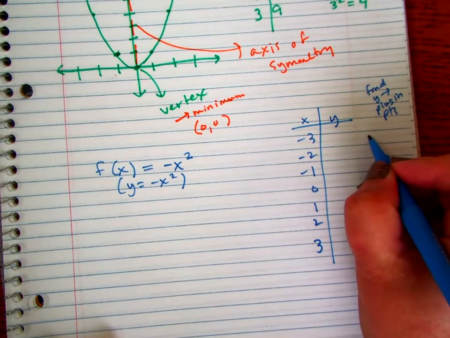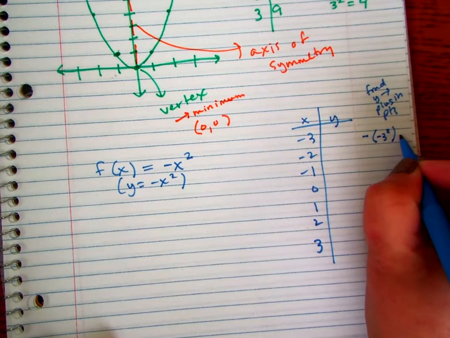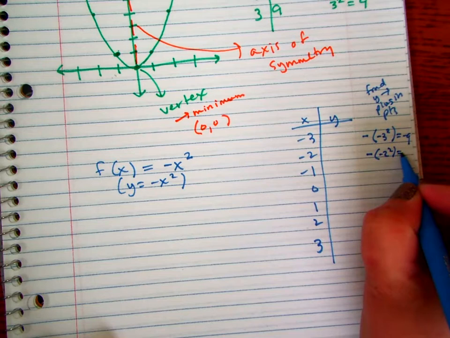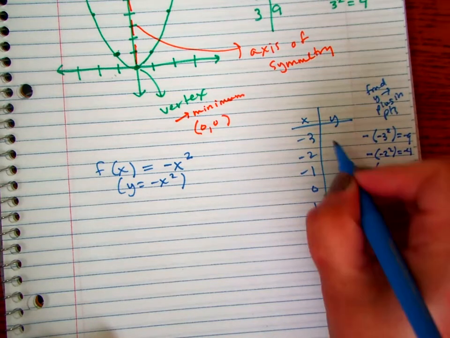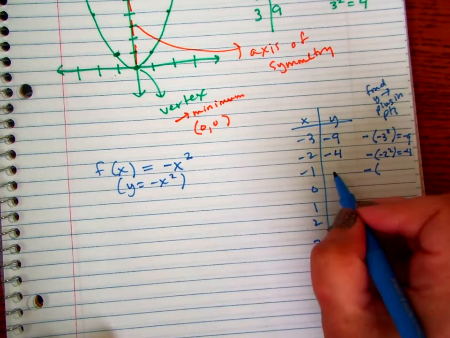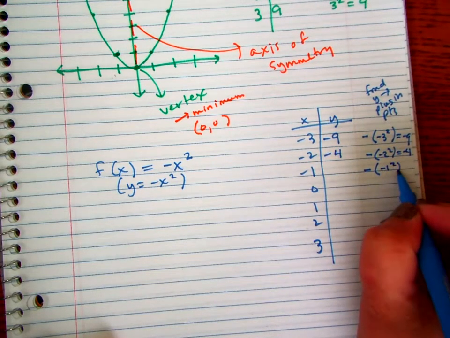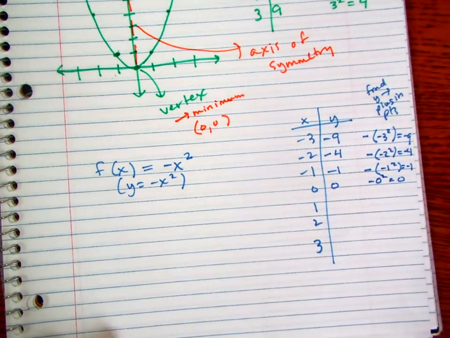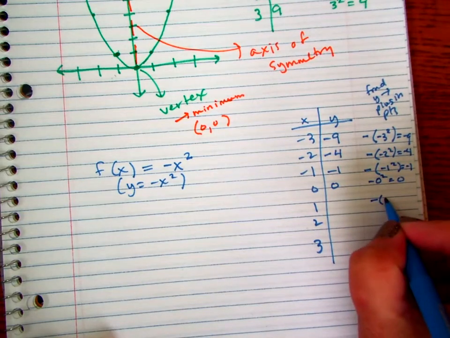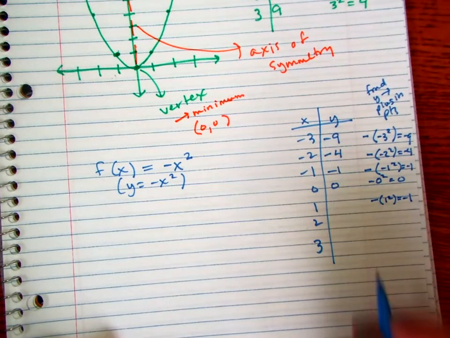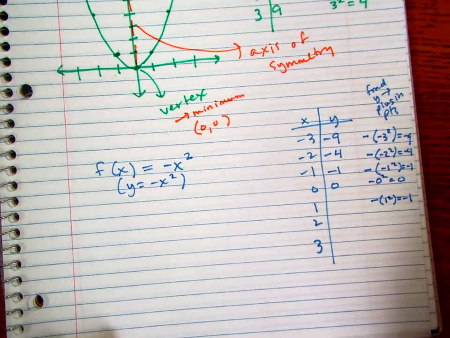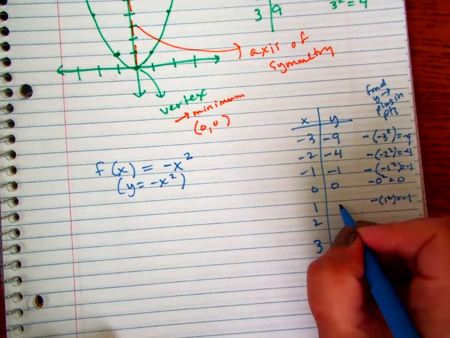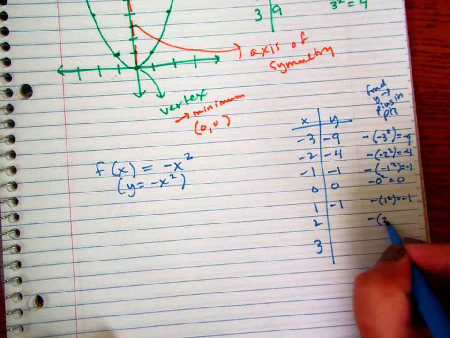So if I do -3 squared, I'm actually going to get -9. Then -2 squared gives me -4. -1 squared gives me -1. -0 squared doesn't matter, it's still 0. Then 1 squared is again -1, because the negative is not part of what gets squared. It's the coefficient in front of the x. It's not the x.